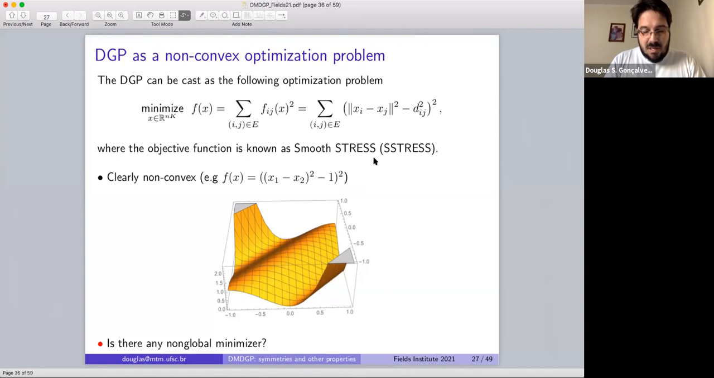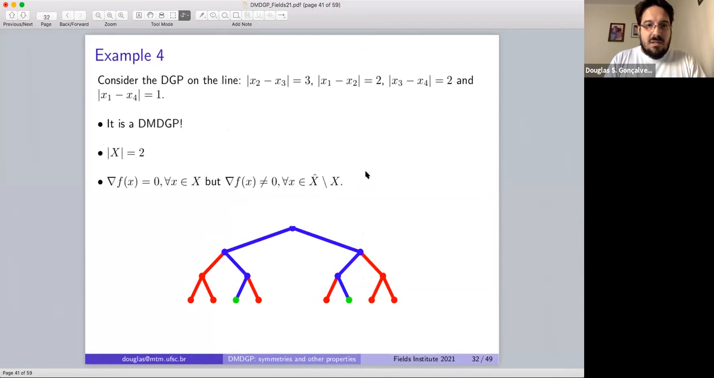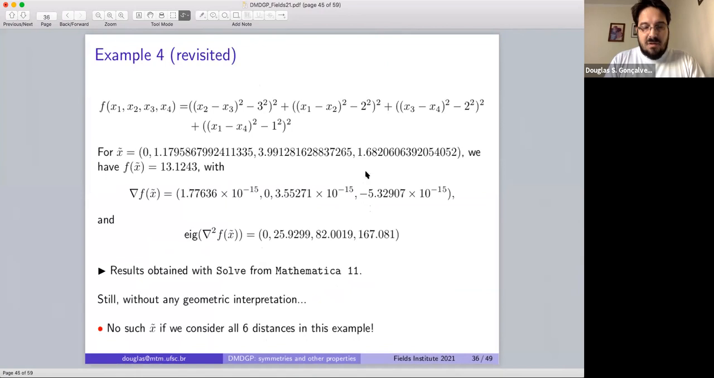any author who was able to analytically prove the existence of a non-global minimizer for the smooth stress, not the stress, the smooth stress function. I would just like to say that, for the DMDGP, we may have an example of a local minimizer which is not global, that I give here in the last slide. These numbers are really large here because I numericized the result of my algebraic computations with Mathematica. And we managed to show that for this instance of the DMGP in dimension one, we do have a local minimizer, or at least it seems so.